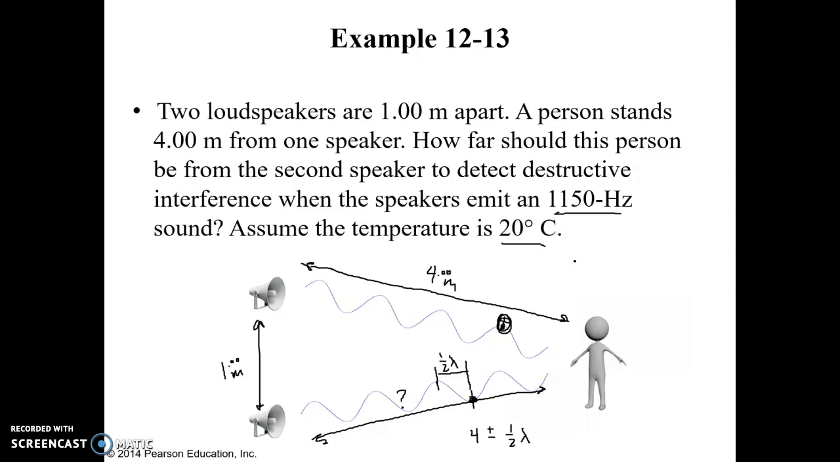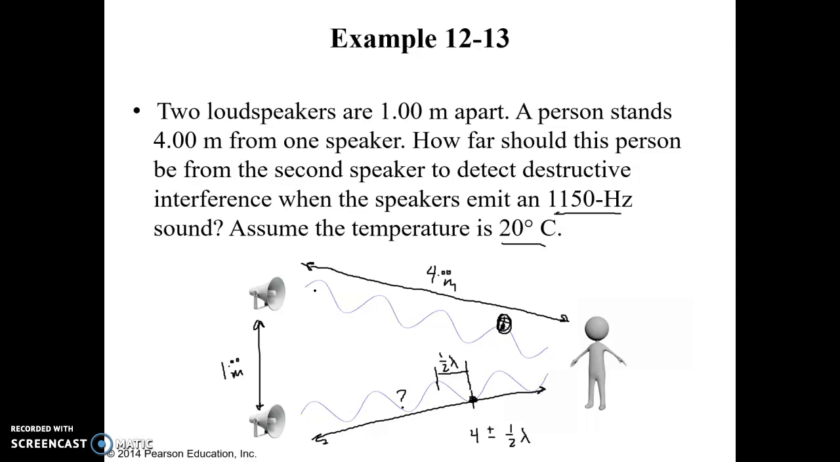Okay, so I kind of got cut off at the end of the last video, and wanted to continue with this example problem. What we're looking for here is the position in the room where this person can stand such that they will experience destructive interference from these two identical sound waves being emitted from these two different speakers.